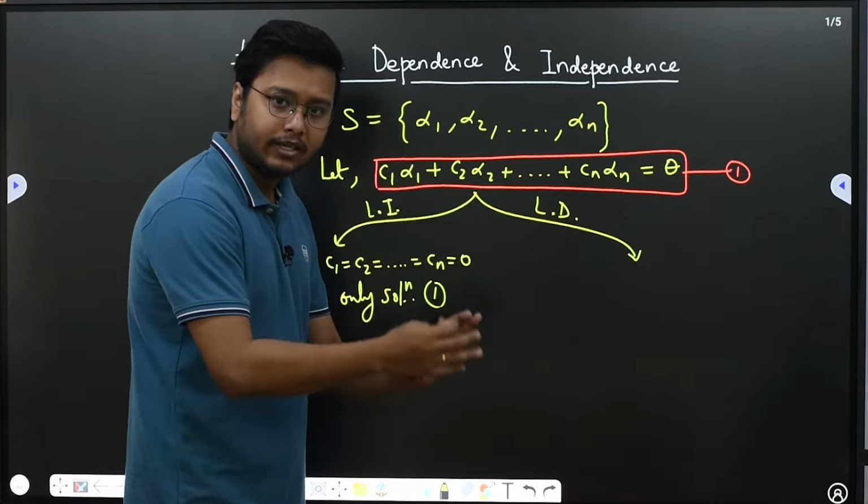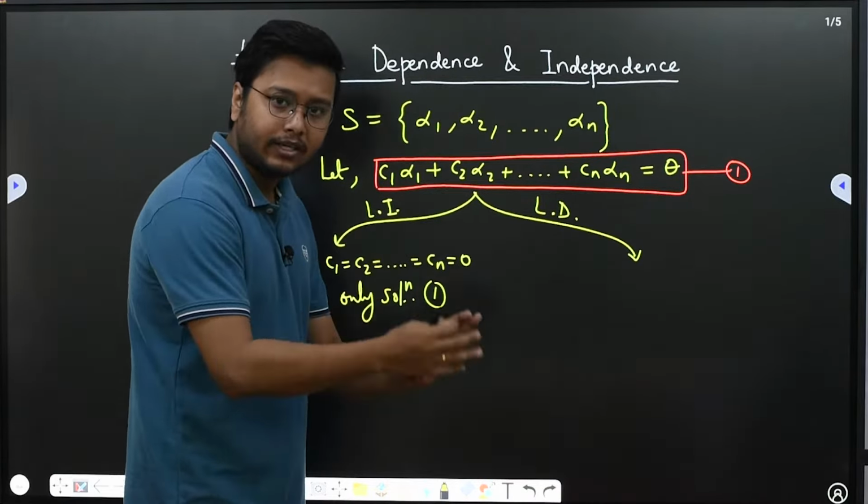So first of all, I'll take the starting statement, which is number 1. So let me take the starting statement, which is C1 alpha 1 plus C2 alpha 2 plus C3 alpha 3. In this case there are three elements, so stopping at alpha 3 and considering this to be equal to 0, okay.